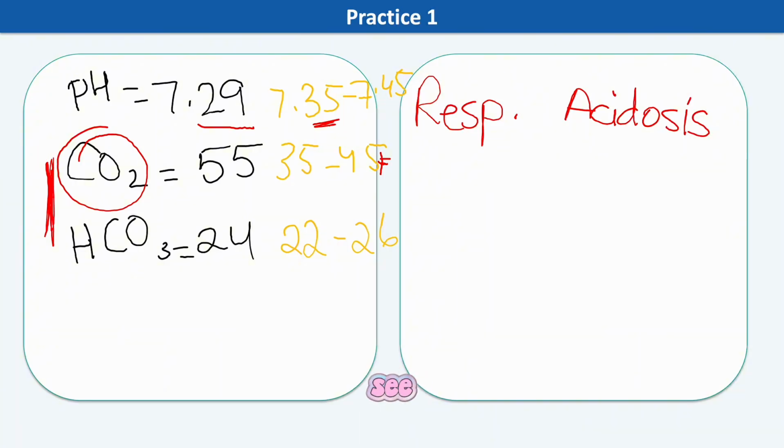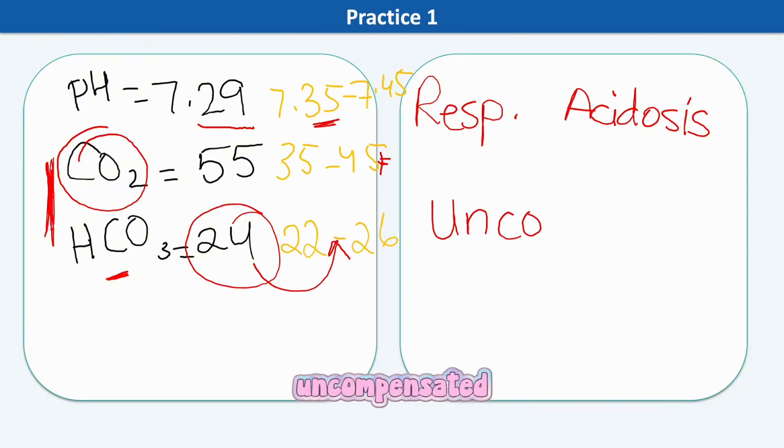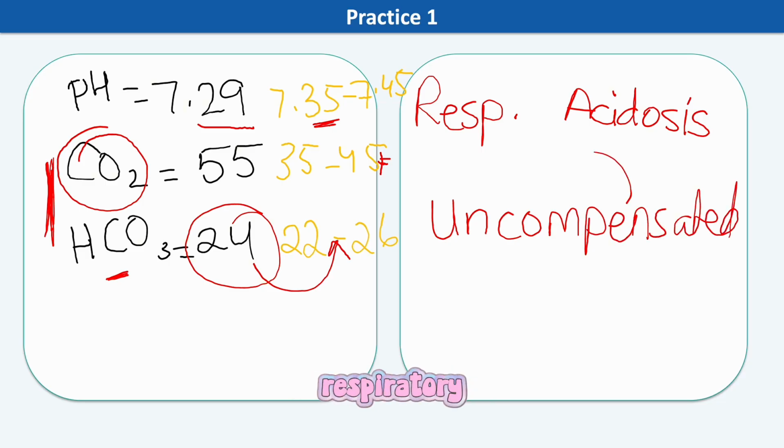And we're going to see if our body is trying to compensate. So we are going to look at our bicarb. Now our bicarb value is 24, which falls within the range. So in this case, it is uncompensated respiratory acidosis. Okay, that's how we're going to do our problems. We're still not done yet. We're still going to do a couple more. So let's move on to the other one.